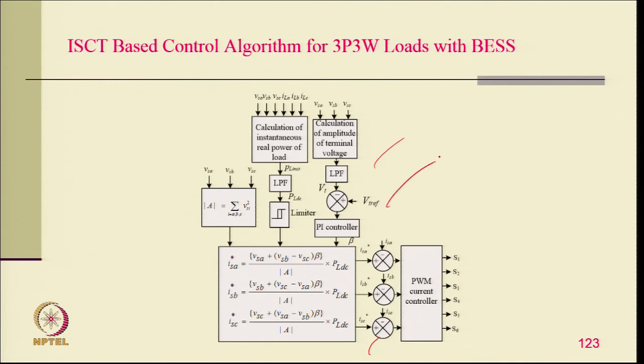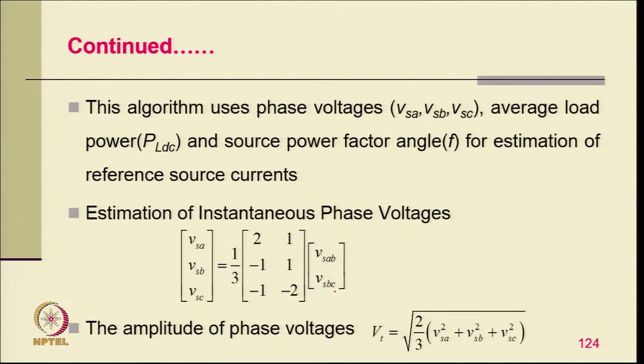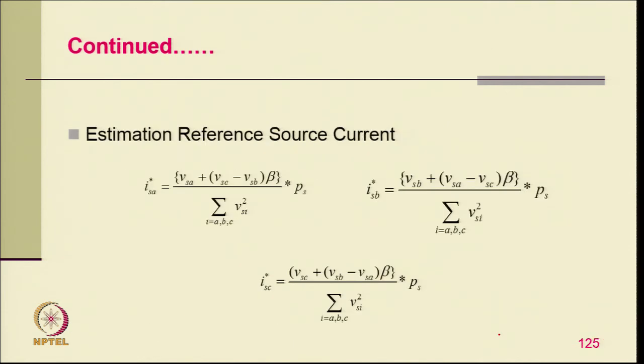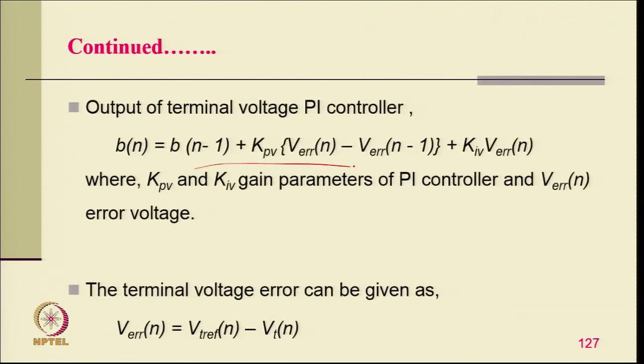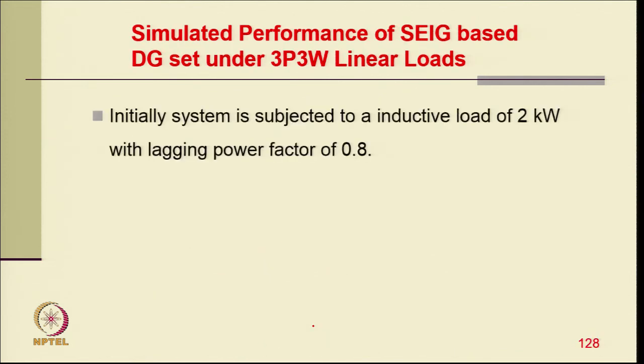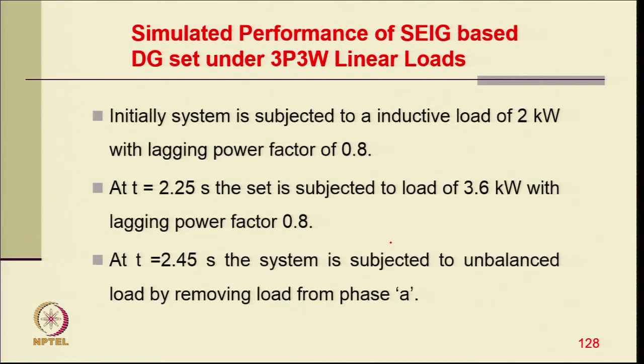So, this provides the voltage control, and this provides the load component, and then we are able to get the total sum of both currents and the feedback current, and we are able to get voltage control. Because it is a 3 wire system, we sense only 2 line voltages, calculate the 3 phase voltages, get the amplitude, then calculate the reference generator current for all 3 phases. For the reactive component we define a factor beta, which represents the reactive power and angle, and we get another output from terminal voltage regulation. And then of course, we see the performance of this algorithm for different kinds of load.